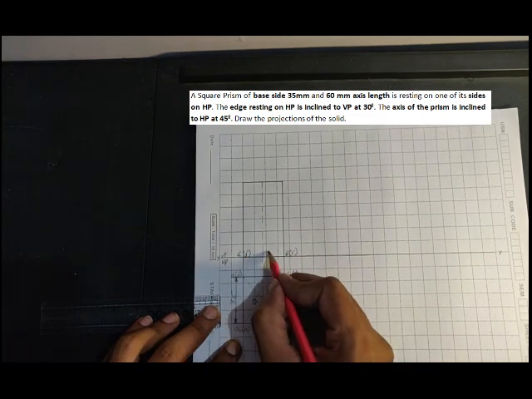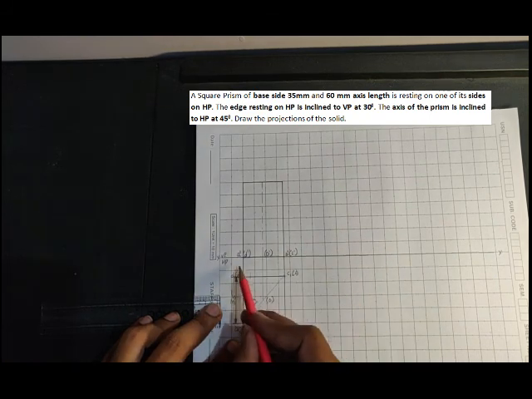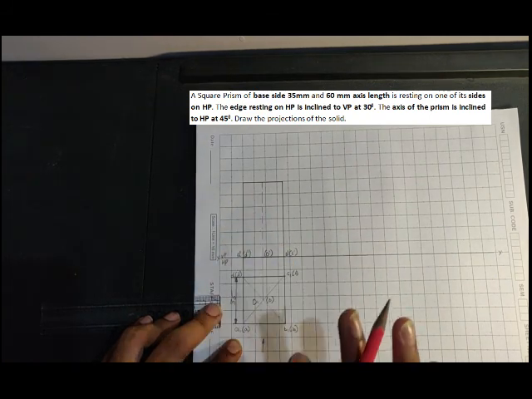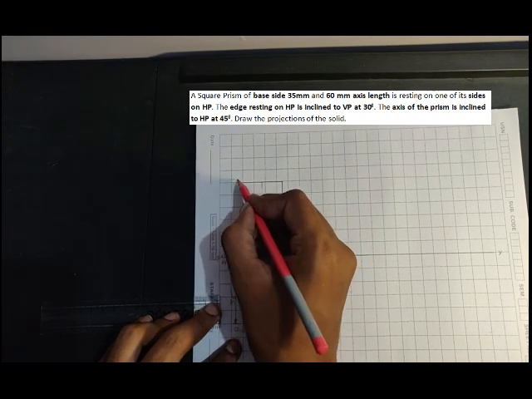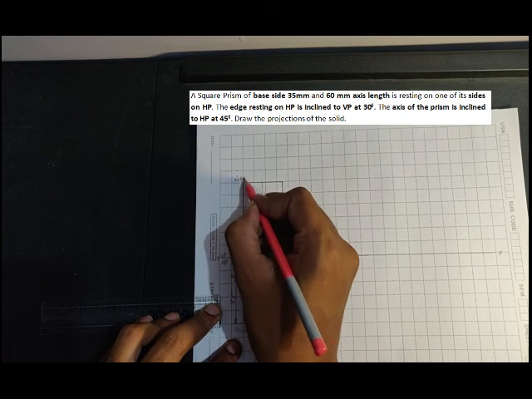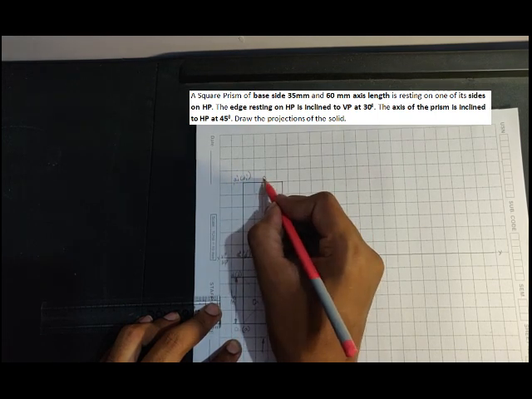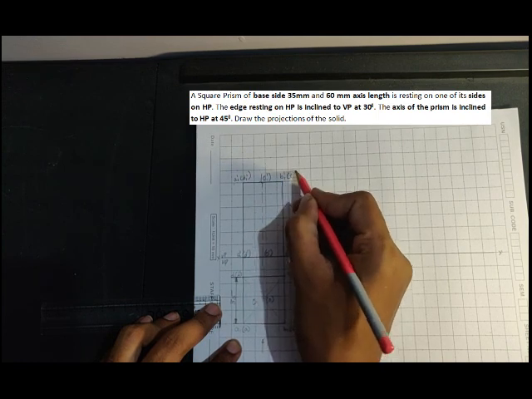So O dash is hidden, as I said, it is behind the lamina or the surface. So again the same thing I'm going to replicate here with A1, B1, C1 and D1. So let me write this as A1 dash D1 dash O1 dash in bracket B1 dash C1 dash.